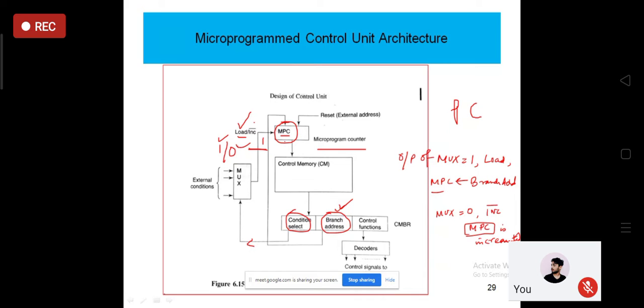So you may need to draw this diagram and explain it if you are asked for the architecture of the microprogram control unit. The small diagram as well as this diagram, both the diagrams you need to draw and explain. Okay. In short, I am telling this one. Is it clear to you?